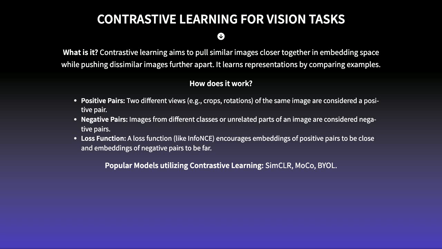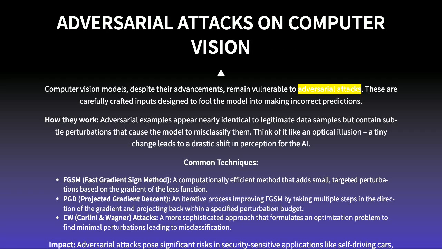Okay, let's talk about a really fascinating and slightly unsettling aspect of computer vision. We've seen incredible progress with AI recognizing images, but it turns out these models can be tricked pretty easily. We call this adversarial attacks. Basically, someone creates an image that looks almost identical to a real one, but has tiny, carefully designed changes, like just a few pixels, that cause the model to misclassify it completely. It's like a clever trick.